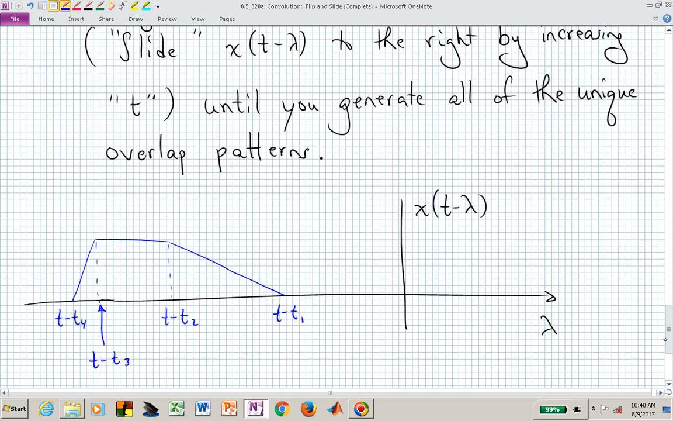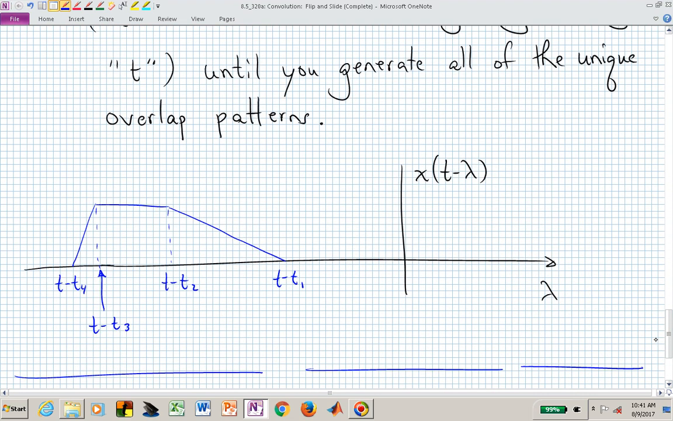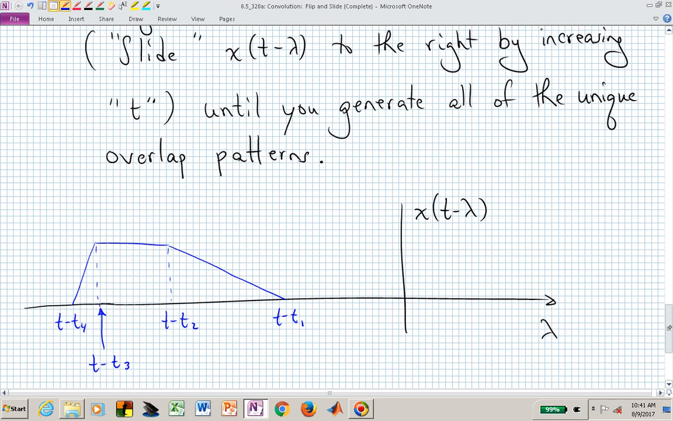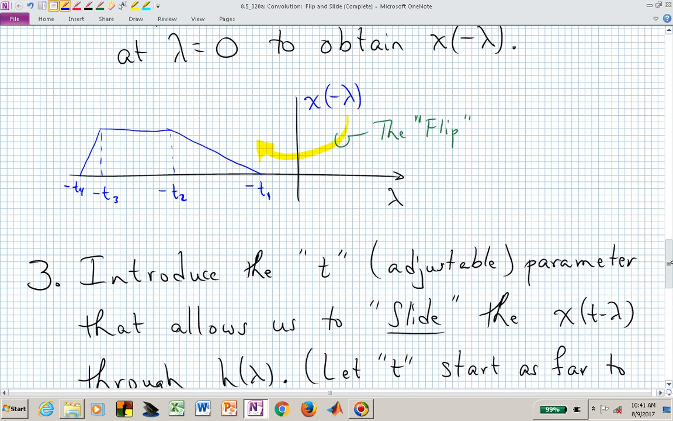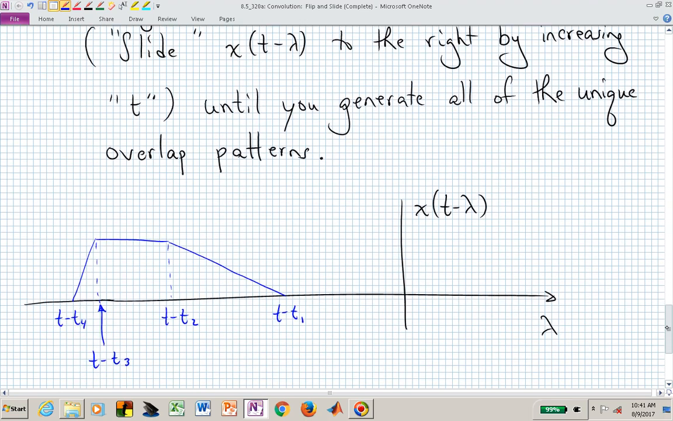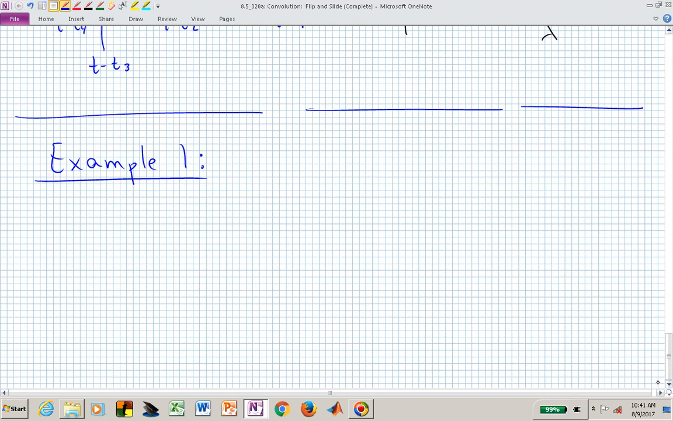If you now plugged in t equal to 0 into this x of t minus lambda, you better get back x of minus lambda. So let's illustrate this three-step process with a few examples. Suppose now we start with one that's not very involved functionally. So here's t, and let's say this is now our x of t.